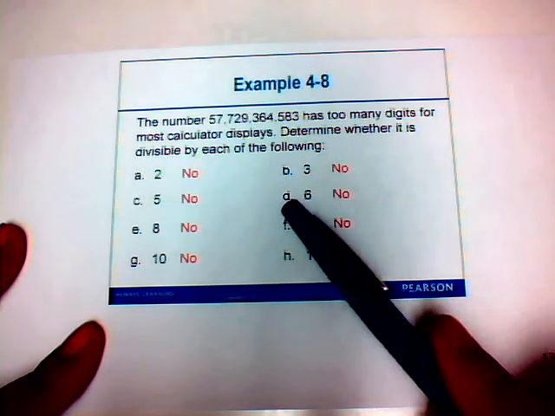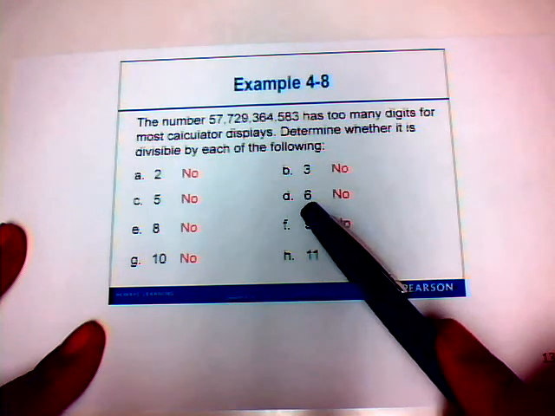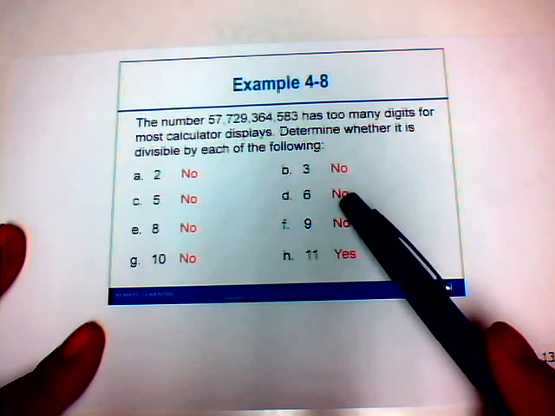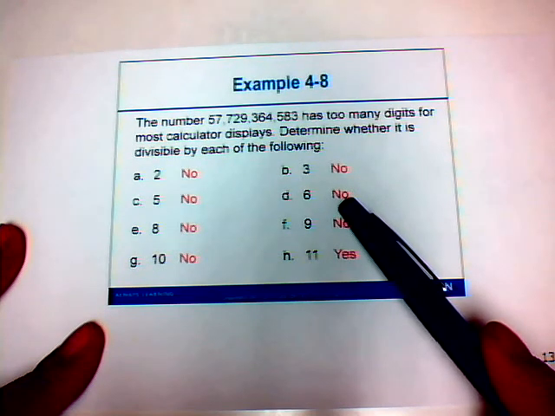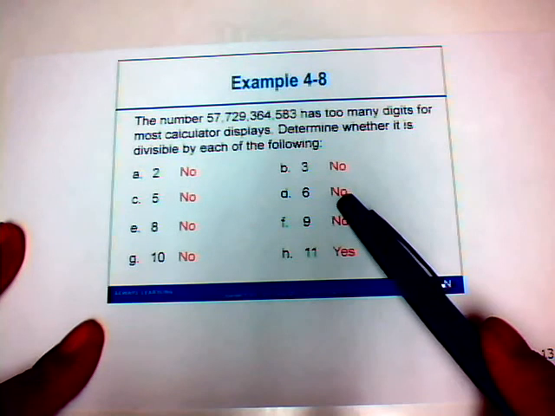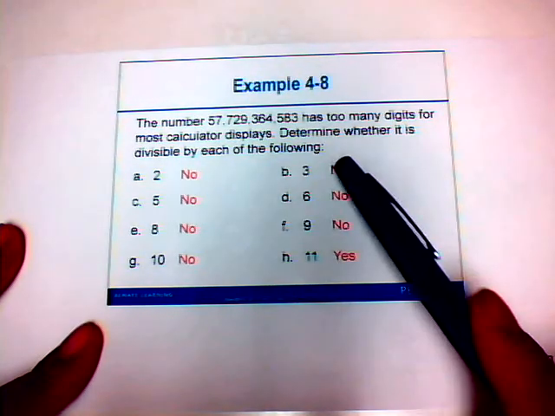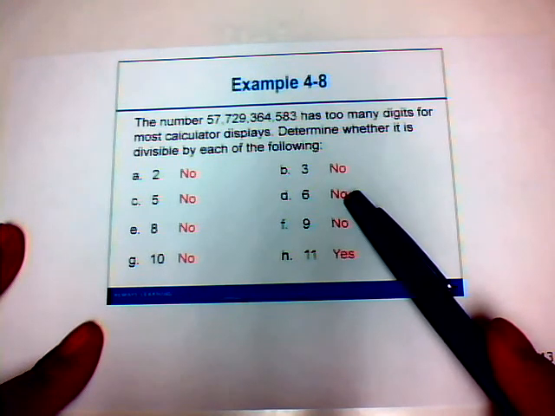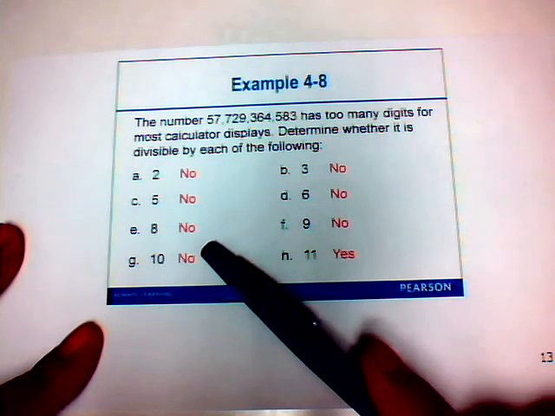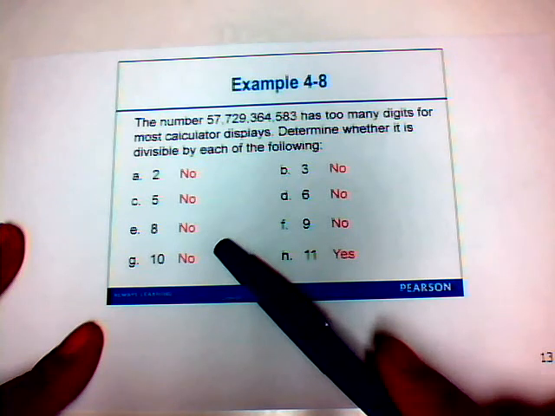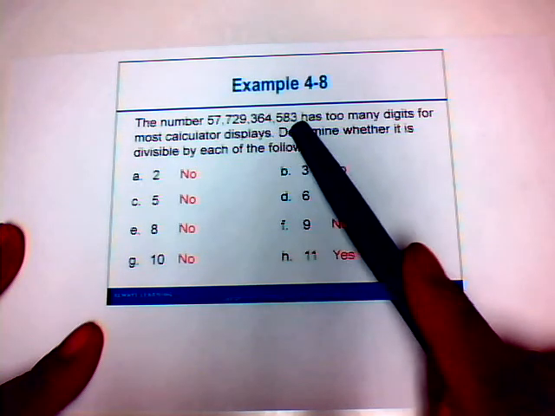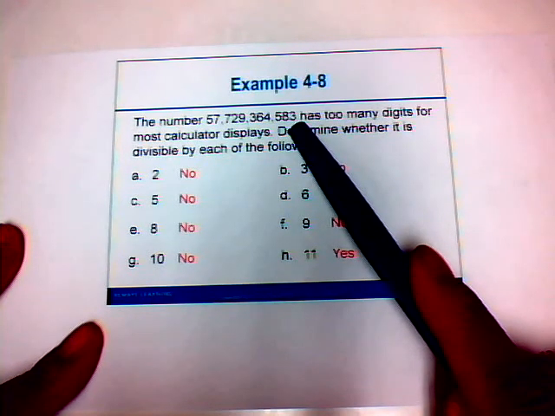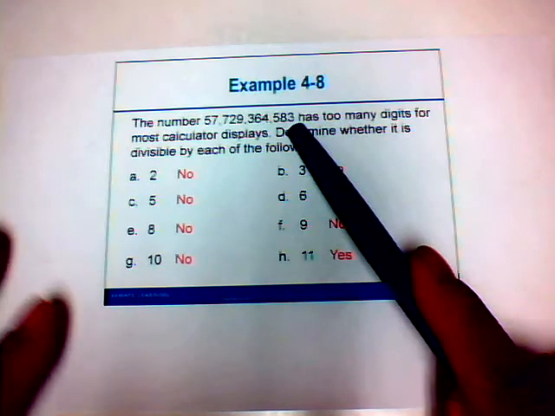Part D. By 6. The answer is no. If it's not divisible by 2, or if it's not divisible by 3, it's automatically not divisible by 6. It must be divisible by both 2 and 3 in order for it to be divisible by 6. Part E. Is this divisible by 8? It's no. Take 583, which is the last 3 digits in that number, divide that by 8. It's not divisible by 8. You're going to get a decimal.